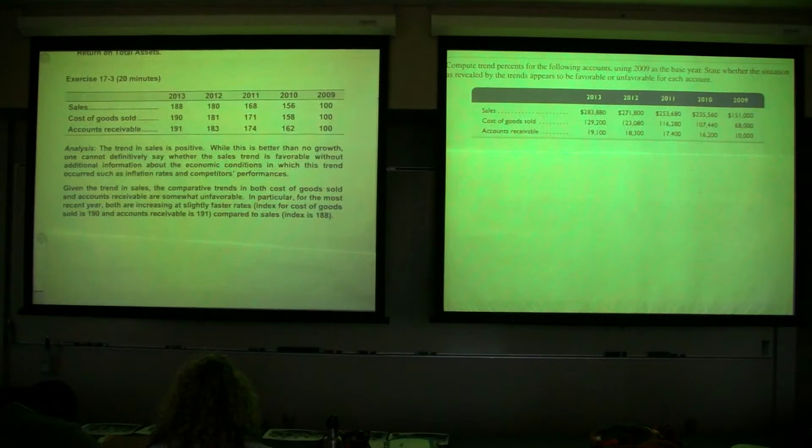The trend in sales is positive. While this is better than no growth, one cannot definitely say whether the sales trend is favorable without additional information about the economic conditions in which this trend occurred, such as inflation rates and competitors' performances. Given the trend in sales, the comparative trends of both cost of goods sold and accounts receivable is somewhat unfavorable. In particular, for the most recent year, both are increasing at slightly faster rates. The index for cost of goods sold is 198, accounts receivable is 199, compared to sales of 188.